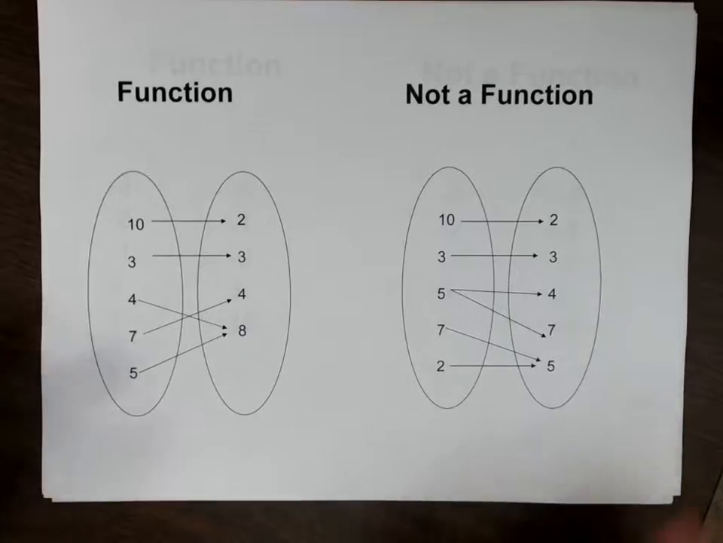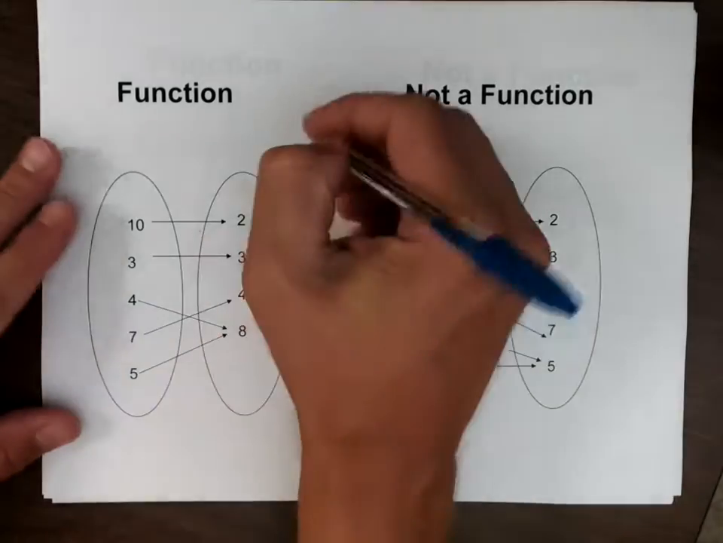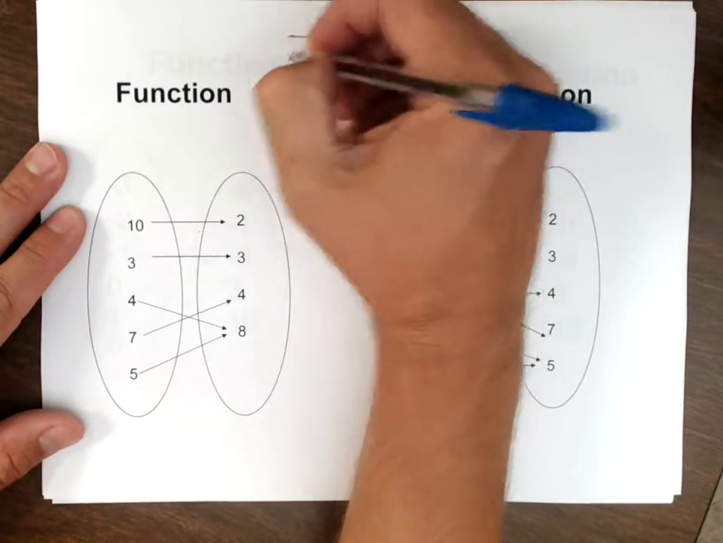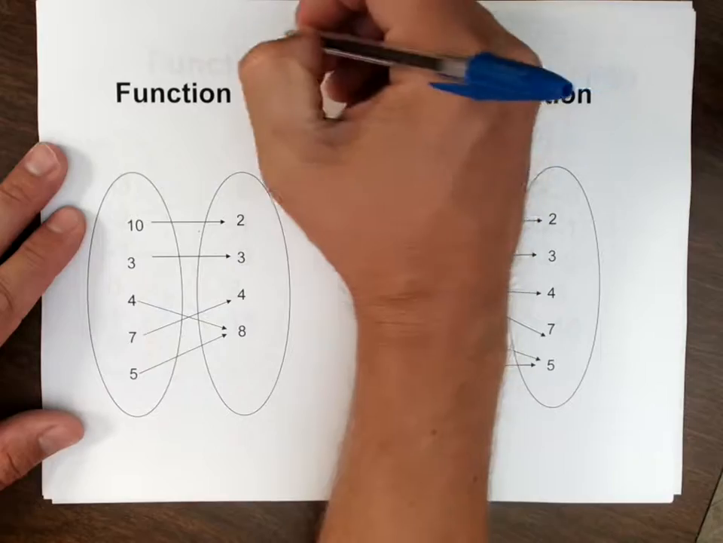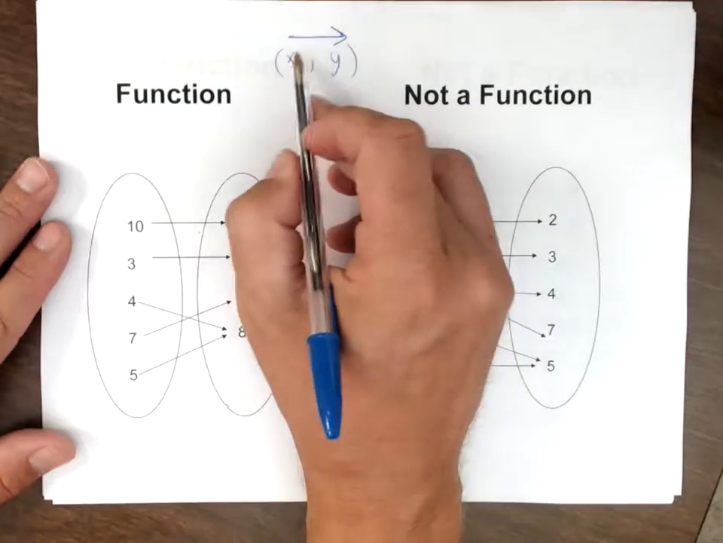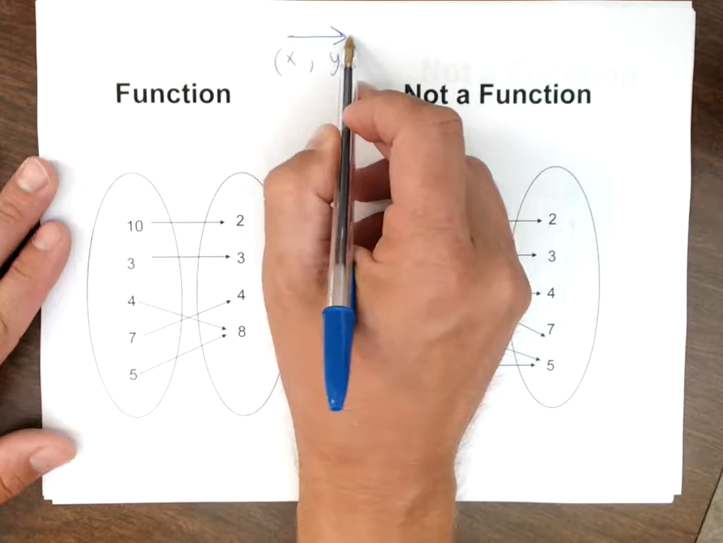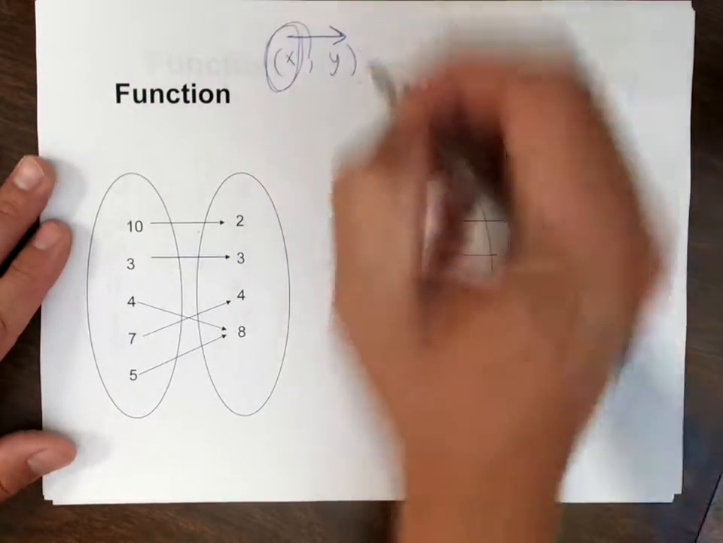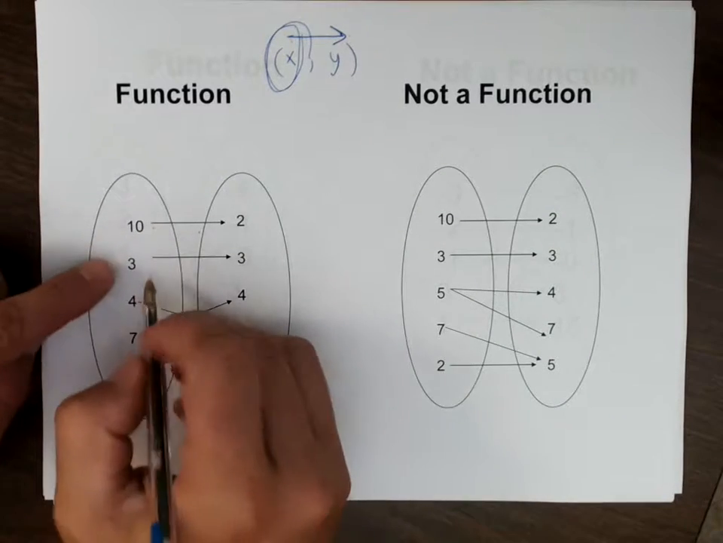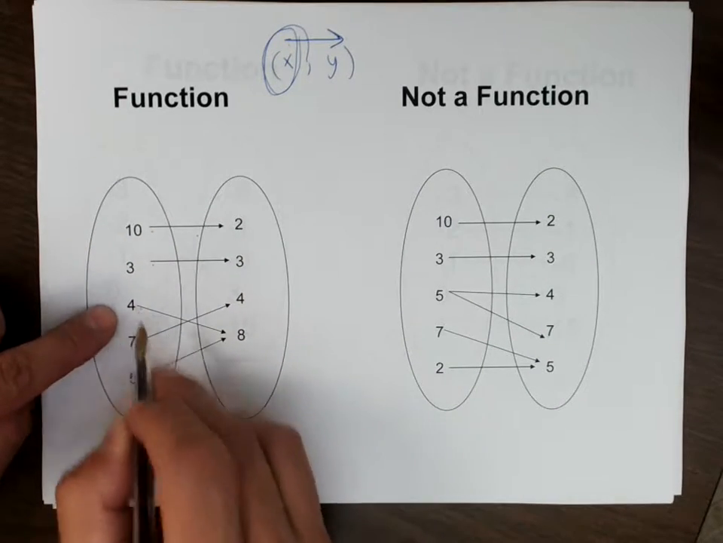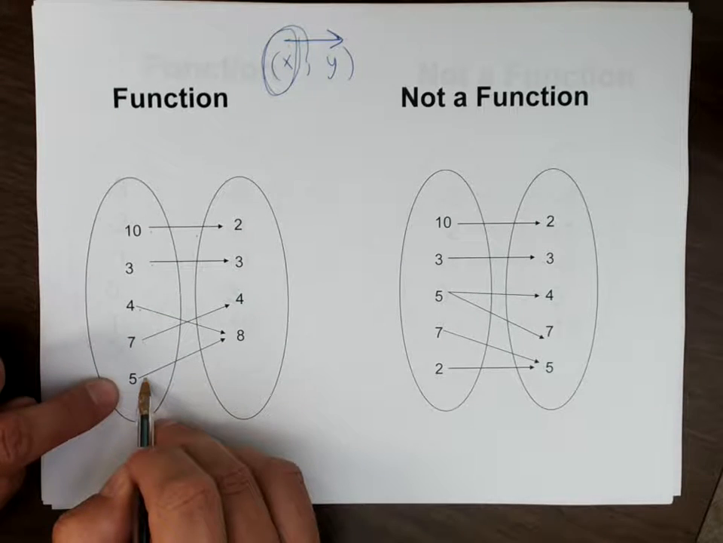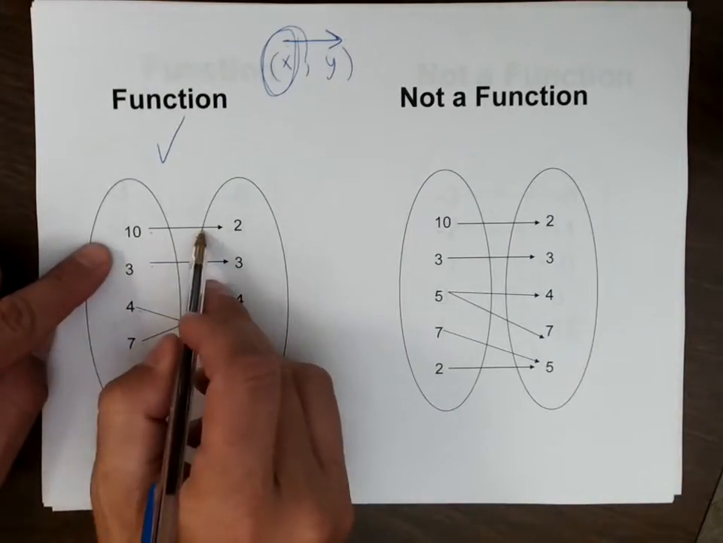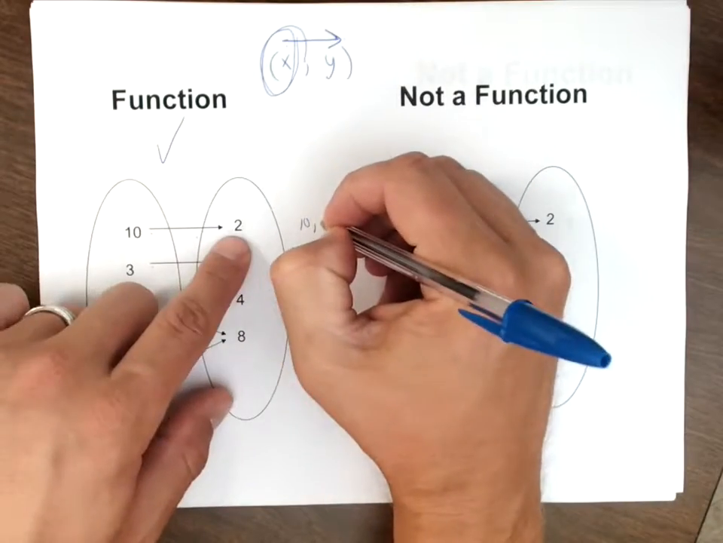Mapping. So we call them mapping diagrams. Each arrow represents an x where it starts and a y where it ends. So we care about where it starts. It starts at 10, it starts at 3, it starts at 4, it starts at 7, it starts at 5. No, nothing got repeated. So yes, this is a function because this arrow represents 10, comma 2.